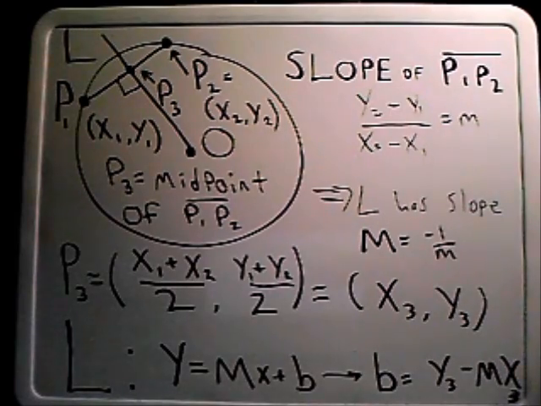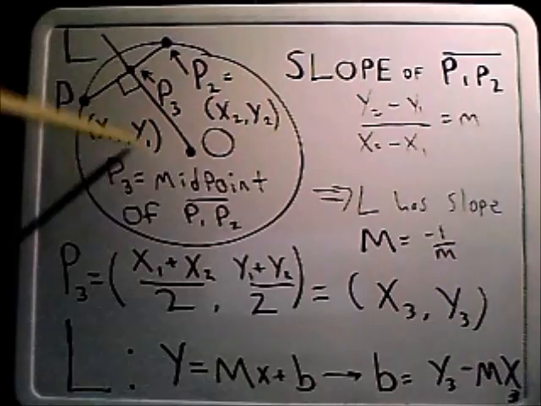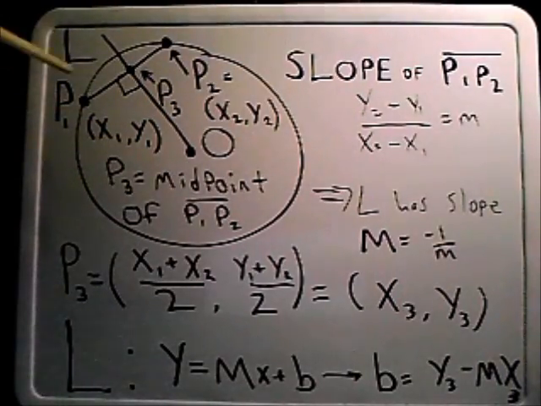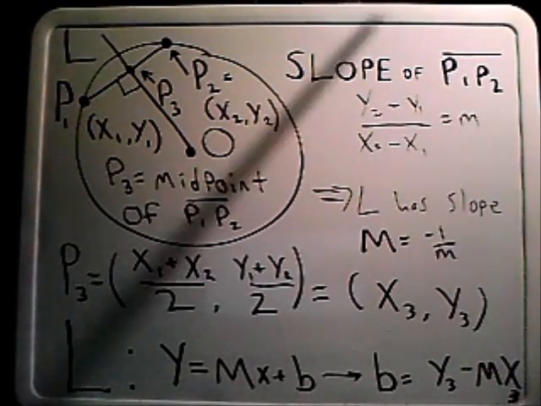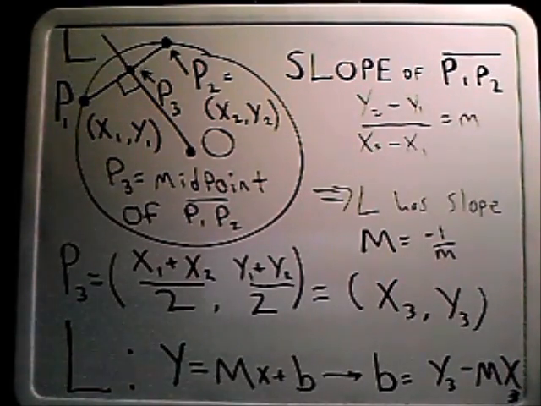Let's get going. Okay, here's your 2 points, P1 and P2, with coordinates as follows. Now, we're going to call the line between these 2 points P sub 1, P sub 2, with a little line over it. That's just handy notation.